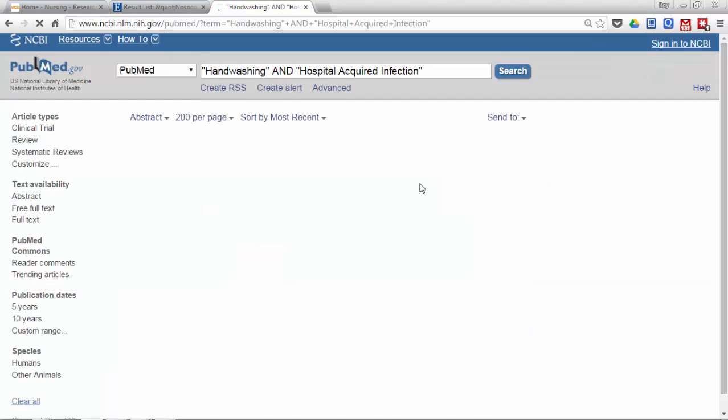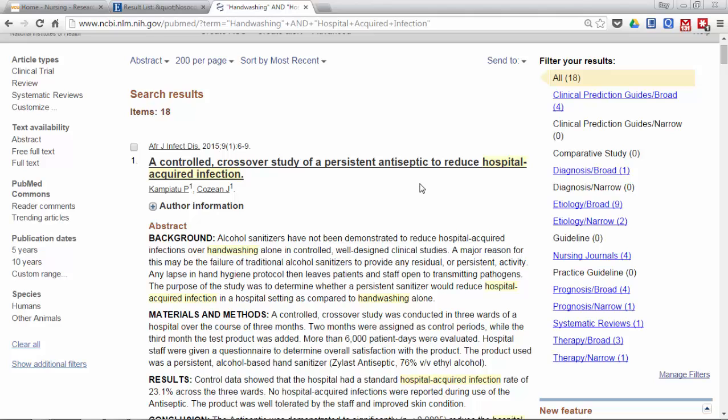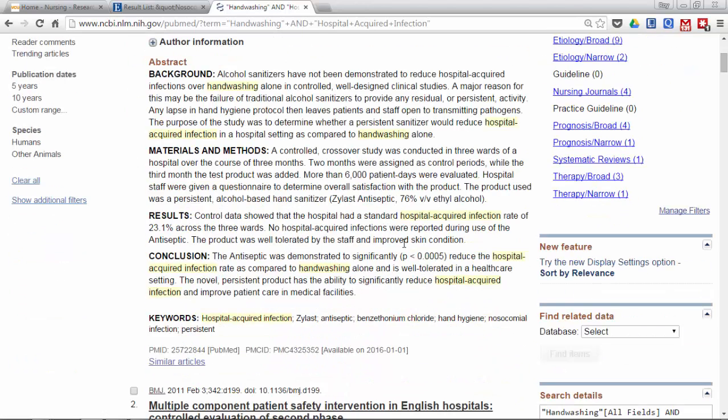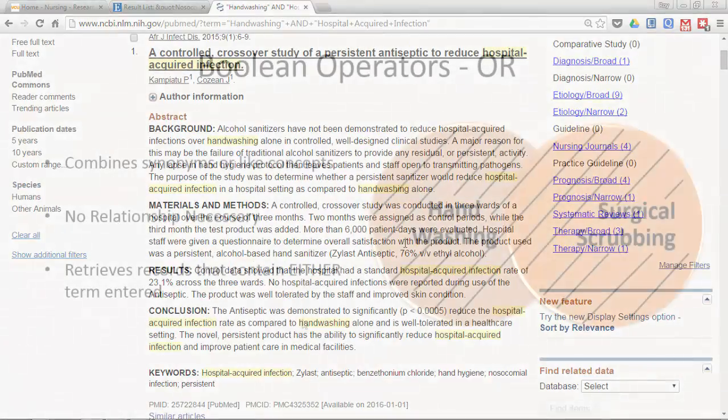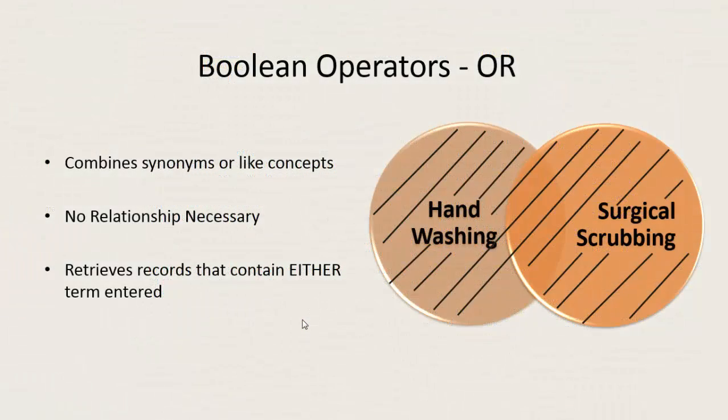When I put hand washing and hospital-acquired infections together, you'll notice I get hospital-acquired infections and hand washing being discussed in the same article. Now, or combines synonyms or like concepts together. I wouldn't use it in reference to hand washing and hospital-acquired infections, because if I did hand washing or hospital-acquired infections, it would give me articles that talked about one or the other, but not necessarily make a relationship.